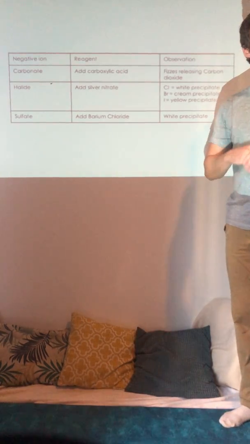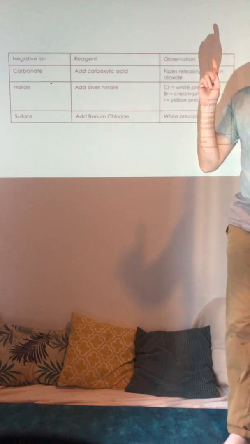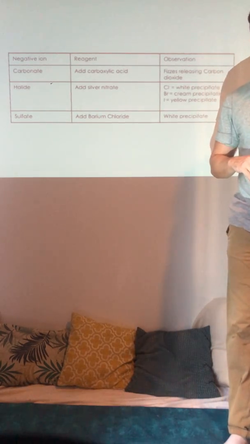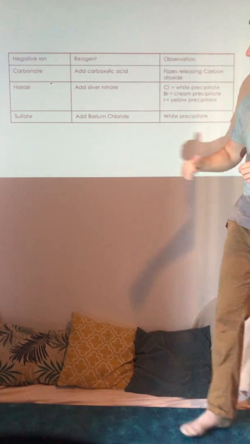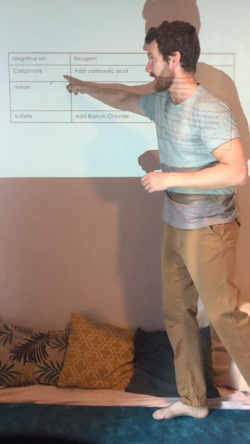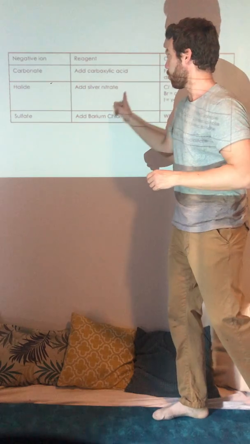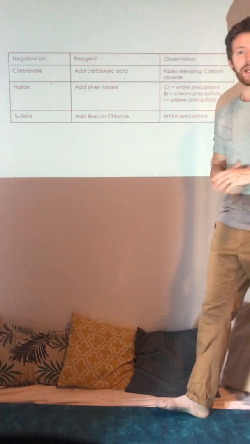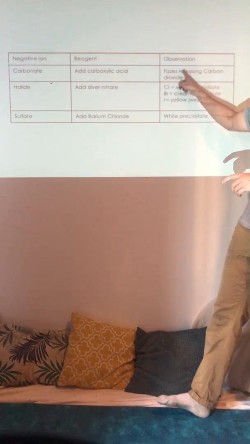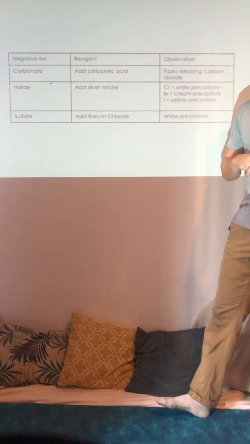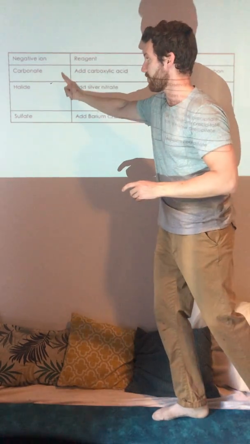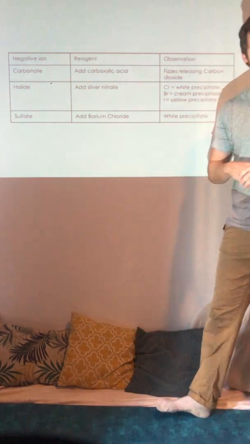You are going to go away and identify what we mean by a carbonate and what we mean by a sulfate. We have these negative ions here, a carbonate, a halide, and a sulfate. We want to be able to show what we are adding to these and the observation that takes place to identify the negative ion involved.